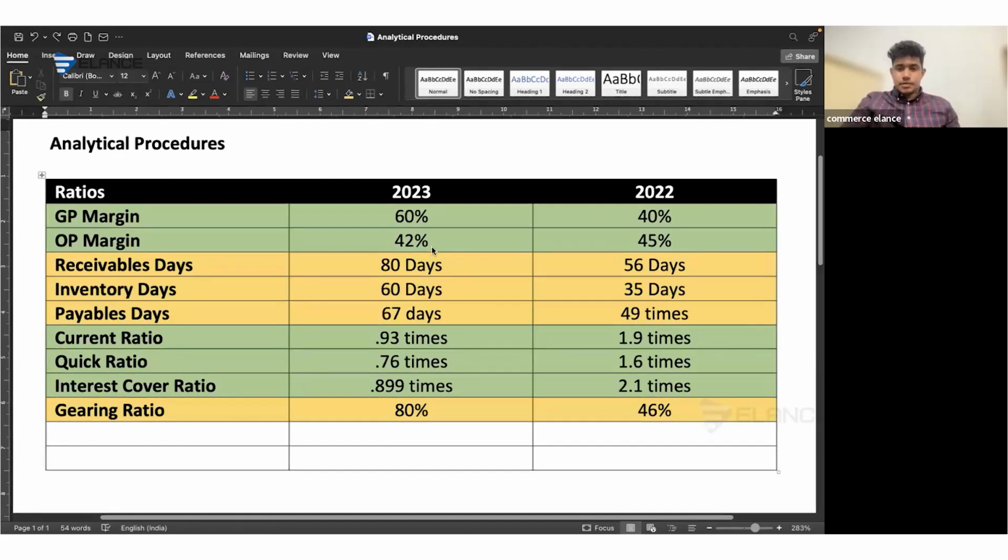Yes, sir. Okay. Then, secondly, we need to consider the receivables days. Consider that the receivables days have increased from 56 days to 80 days. When there is a significant increase in receivables days, we can always consider the possibility that there will be bad and doubtful debts for the company. Then we need to think about the accounting treatment.